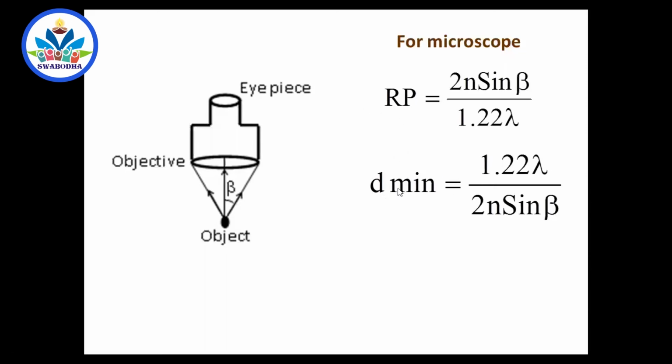Reciprocal of limit of resolution is called resolving power. So that means you have to reverse this formula. Resolving power is the reciprocal of this: 2n sin beta in the numerator, 1.22 lambda in the denominator. Finished. So easy to remember. So resolving power is the reciprocal of limit of resolution.